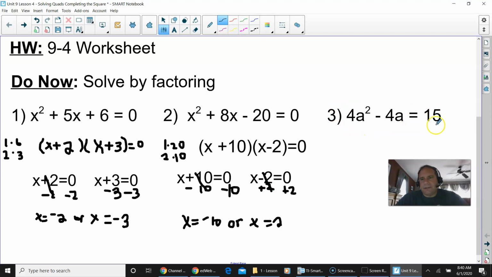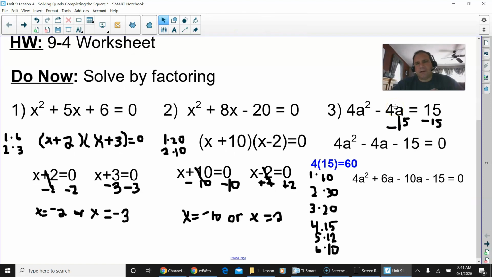Just remember, see this 15 right here? It has to be brought over before you do anything. And this is going to be factoring using grouping. So go ahead, see if you can solve that algebraically using grouping after you bring that 15 over to the left-hand side. Press pause now.